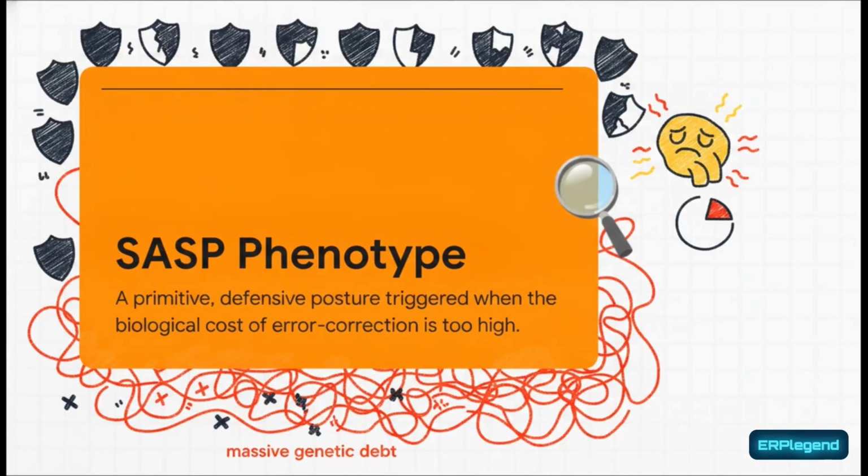This state is called the SASP phenotype. It's this primitive, low-powered defensive posture. The cell just stops trying to fix the massive genetic debt because the biological cost of error correction has become completely unaffordable. So it just retreats. It hunkers down. It stops functioning optimally and basically just survives, often secreting these nasty inflammatory signals in the process. It's the biological equivalent of a system hanging indefinitely on a loading screen.